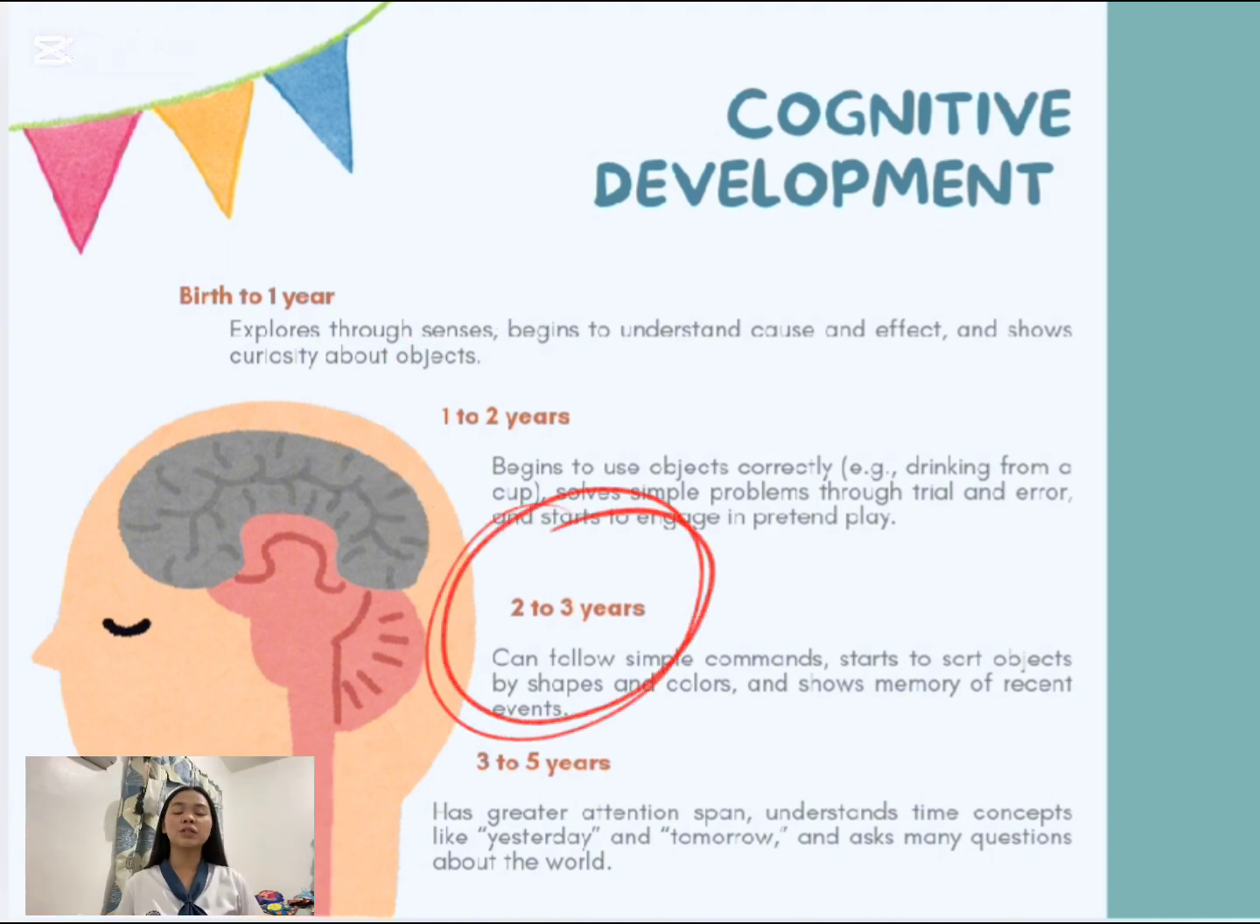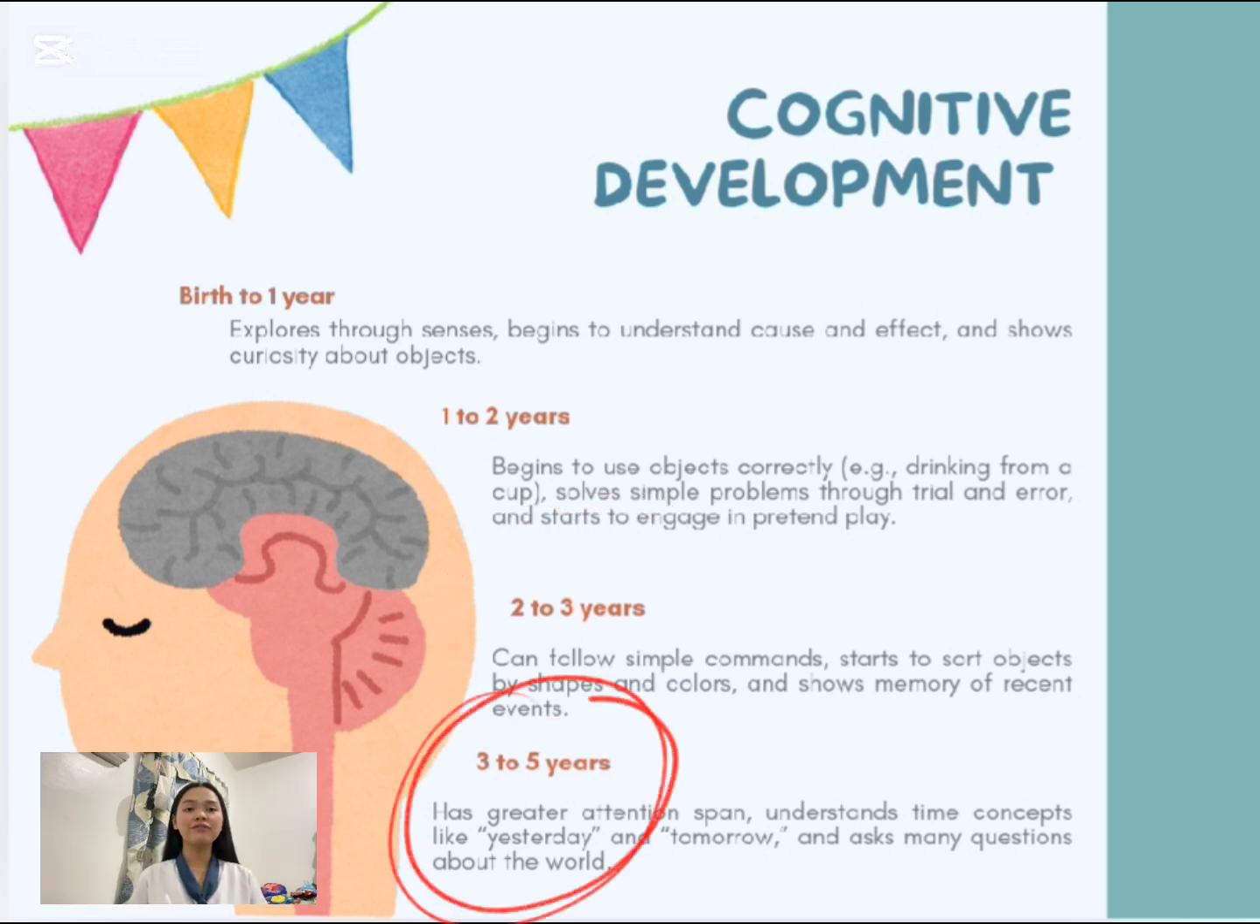By 2 to 3 years, cognitive skills continue to develop and memory becomes more evident. Children can follow simple commands such as pick up the ball, and they start to sort objects by shape and color, demonstrating an understanding of categories and basic concepts. Memory improves and they begin to recall recent events such as remembering where they left a toy.